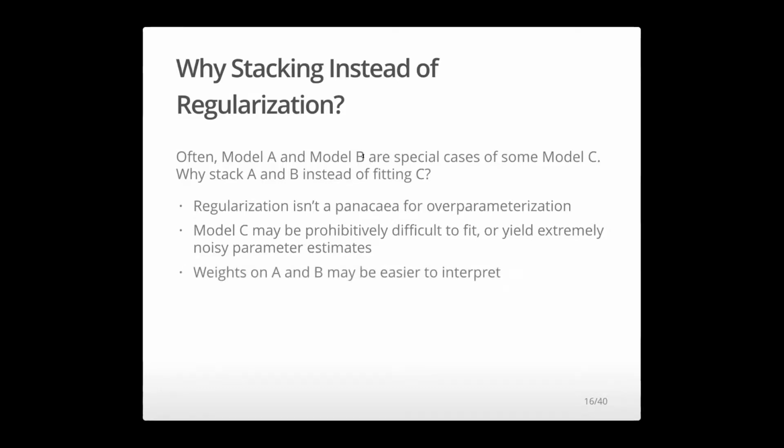And finally, in terms of interpretation, it might be easier to explain, for example, that you put 70% weight on BF and 30% on chain ladder, than going through and explaining that you've got this great model that's a generalization of both of these, and these are the parameters, and here's how you have to interpret them. It's easier to sort of discuss.